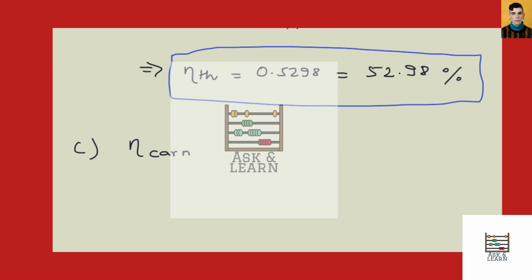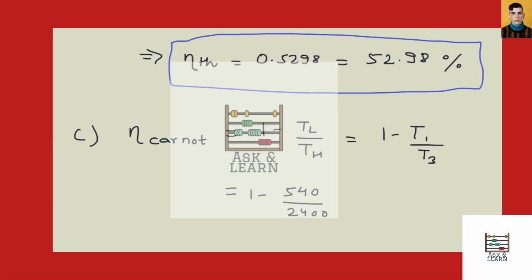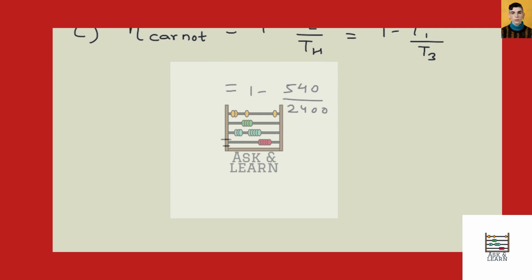Now we will solve problem number C. The efficiency of Carnot is equal to 1 minus TL by TH, is equal to 1 minus T1 by T3, is equal to 1 minus 540 by 2400. On calculating, we get 0.775, which is equal to 77.5%. That is our answer.